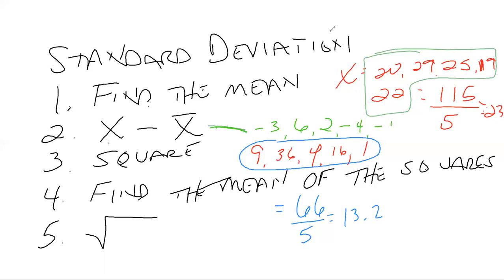Our last step is to take the square root of that number. The square root of 13.2 gives me 3.63, or we'll just say 3.6. That is the standard deviation: 3.6.